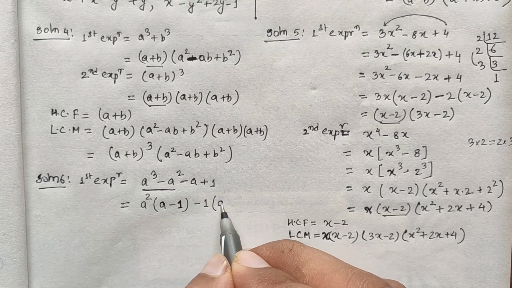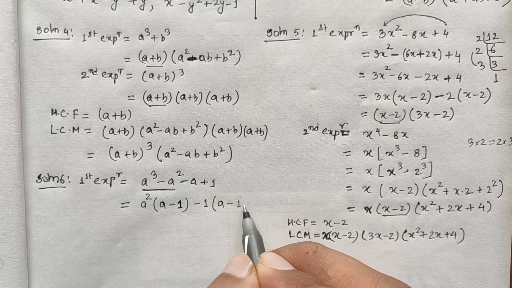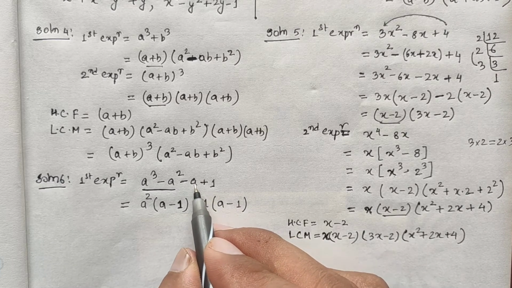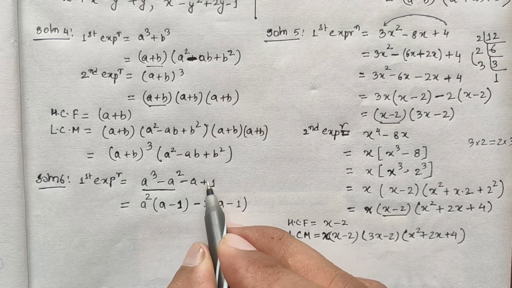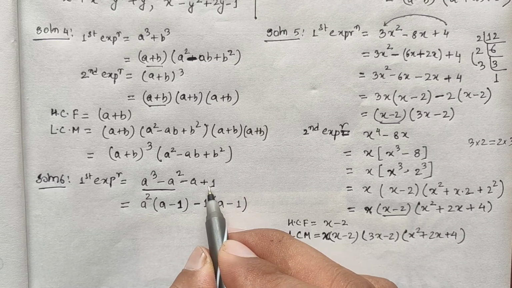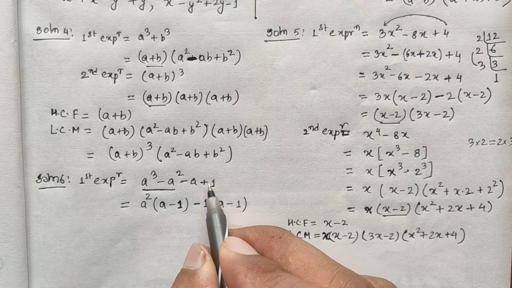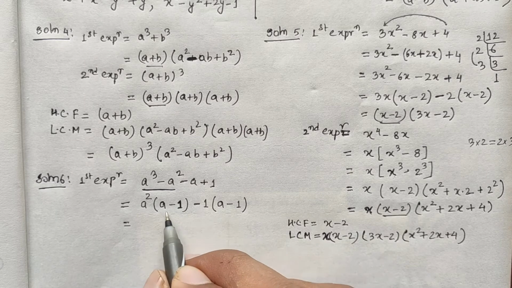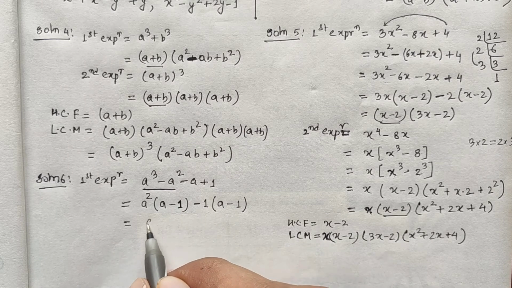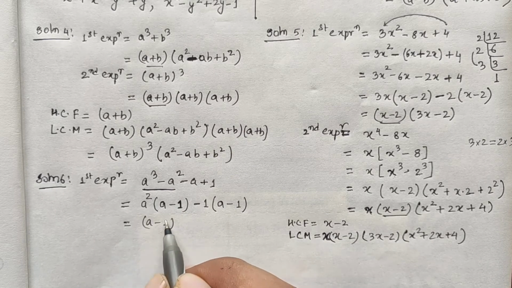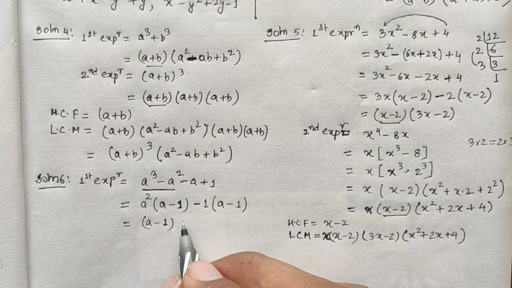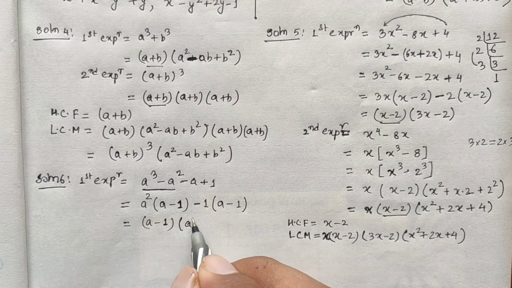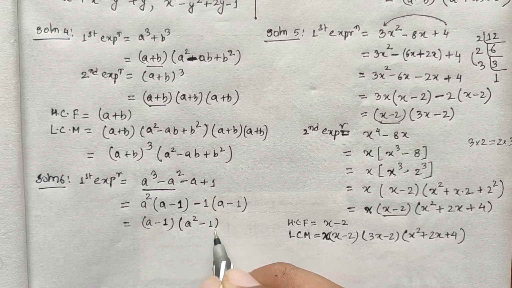What's the remaining here? A. What's the remaining here? Minus 1. While you take minus as common, the sign here is changed. Okay, so if it is plus, it becomes minus. If here is minus, then it becomes plus. So now you are seeing something common here. Okay, so we'll take out the common. A minus 1 is taken out as common, and what's the remaining here in this term? A square is remaining here, and minus 1 is there.